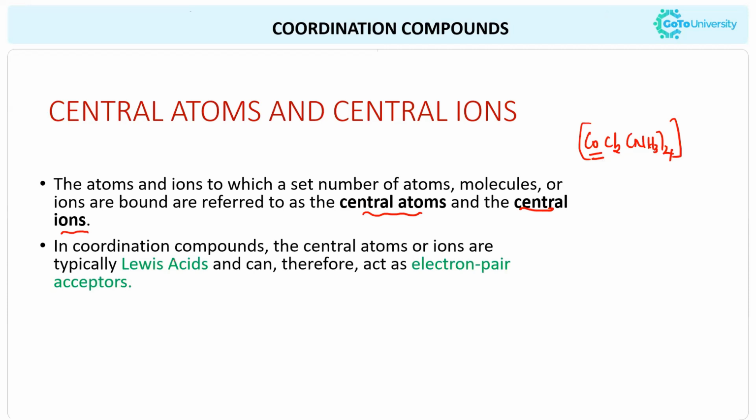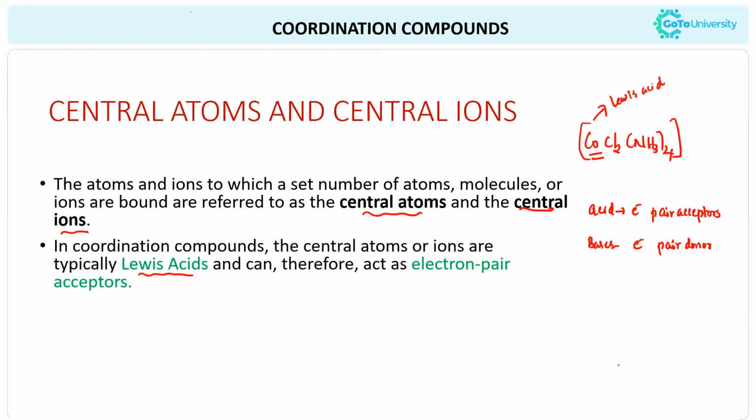Why are they called Lewis acids? That is also important. According to the Lewis theory of acids and bases, acids are electron pair acceptors and bases are electron pair donors, right? Here we have a central metal atom. The central metal atom will always be positively charged, right? So the central metal atoms usually behave as a Lewis acid.